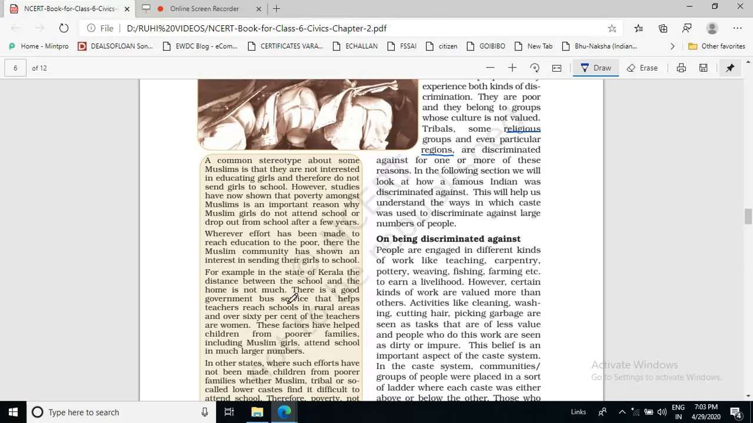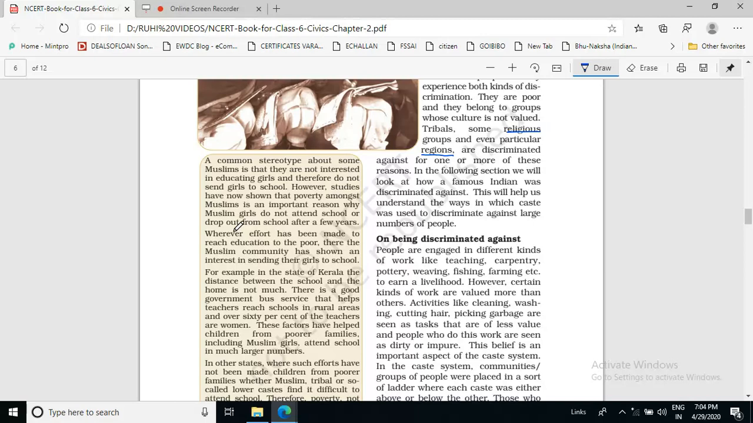Okay, so it's not that they are not interested in educating girls. They want to educate their girls, they want to send their girls to school, but poverty is a problem among the Muslim community, and because of this poverty they are not able to send their girls to school. Wherever effort has been made to reach education to the poor, there the Muslim community has shown an interest in sending their girls to school. If the government has made an effort so that more and more people belonging to the poorer section of the society can send their daughters or sons to school, we find that the Muslim community has shown interest. They are interested in sending their girls to school if the government is providing various types of facilities.